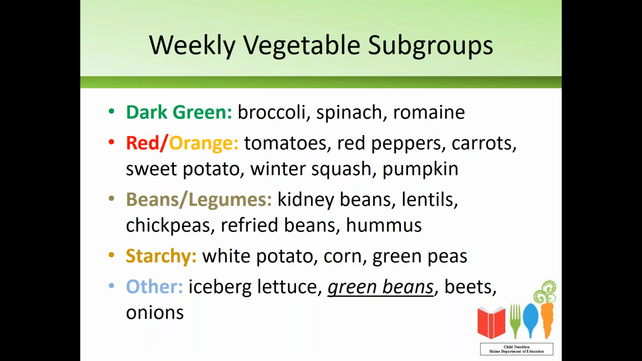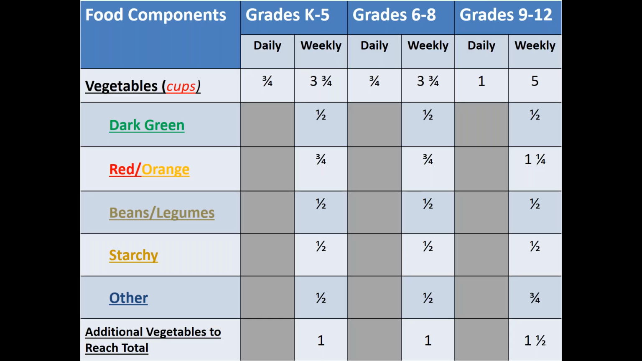So for example, if we look under the other subgroup, beets falls under this category, even though it's a red vegetable. Same with green beans. You might think because bean is in the name of the vegetable that it would fall under the bean/legume category, but it also is another vegetable. And this is because vegetables are categorized based on nutrient content. And it's also important to know that subgroups must be offered with all meal choices, which we'll talk about a little bit later.